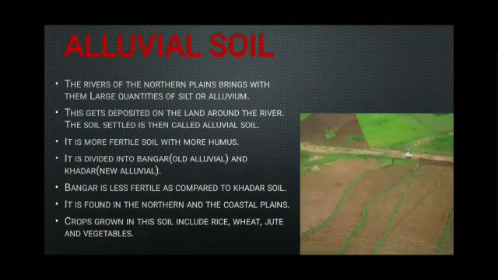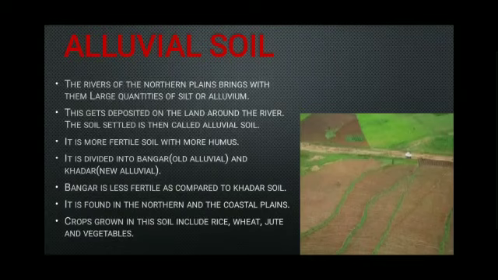The rivers of the northern plains bring with them large quantities of silt or alluvium. Here the word means silt, mud or a mixture of the soil with water. This gets deposited on the land around the river. The soil settled is then called alluvial soil. It is more fertile soil with more humus. It is divided into bangar, old alluvial, and khadar, which means new alluvial.